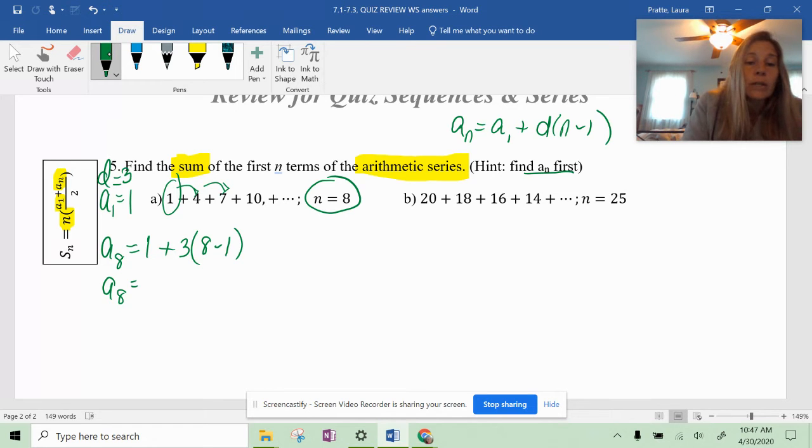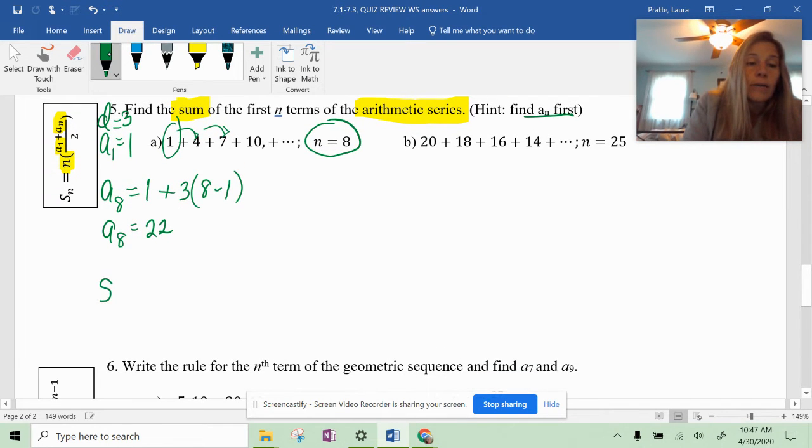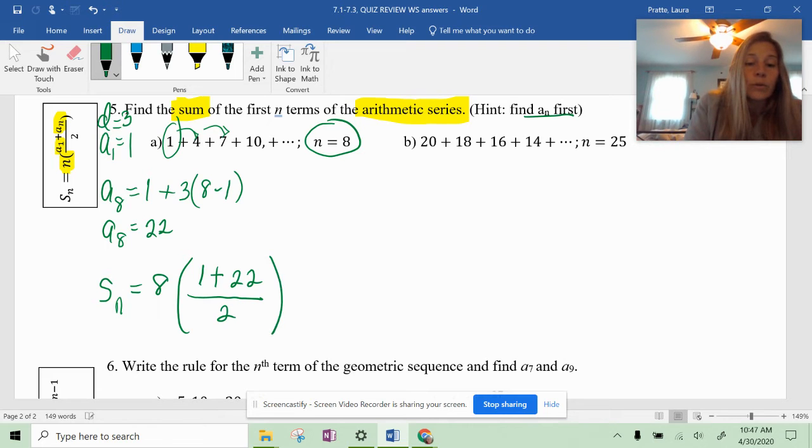So 8 minus 1 is 7. 3 times 7 is 21. 21 plus 1 would be 22. So now once you have that information, you can plug into the sum formula. So we're going to have 8. And then you're going to have on the top 1 plus, and we just figured out that was 22, divided by 2. So remember, you're essentially adding up your first number in the series and the last number in the series that you're finding the sum for.